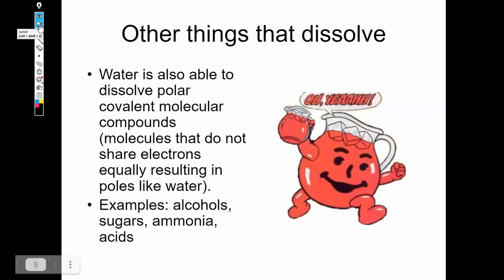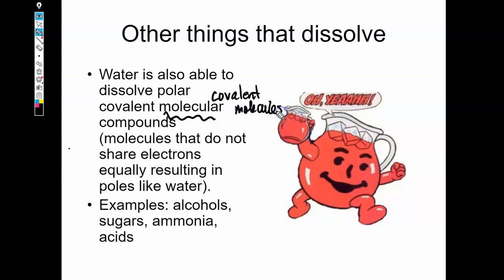Other things that dissolve are molecular compounds, which can also be defined as covalent molecules, if they are polar molecules. Molecules that have uneven sharing of electrons make them polar molecules. In other words, molecules that are not the same on all sides. Molecules that have a lone pair are all considered polar covalent compounds, and these compounds also dissolve in water.